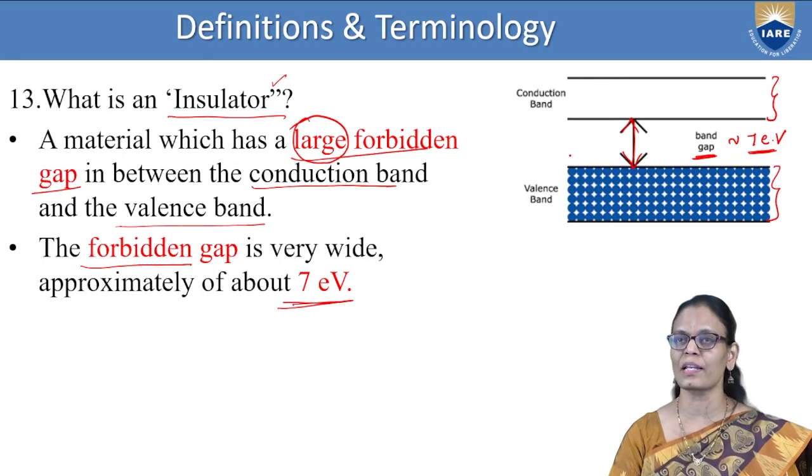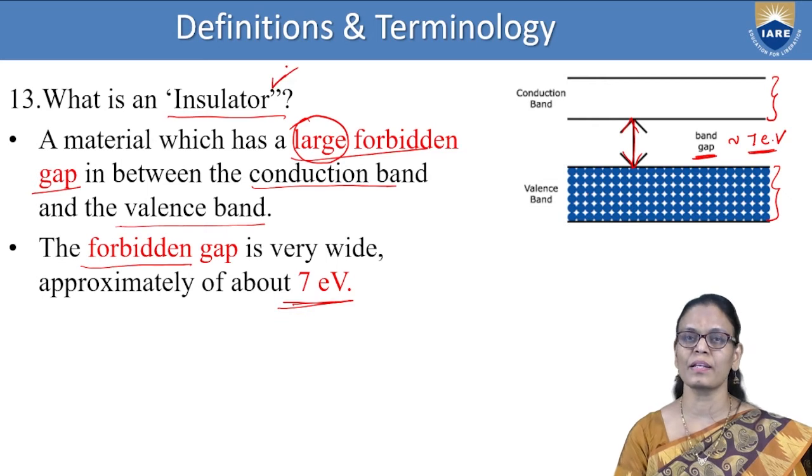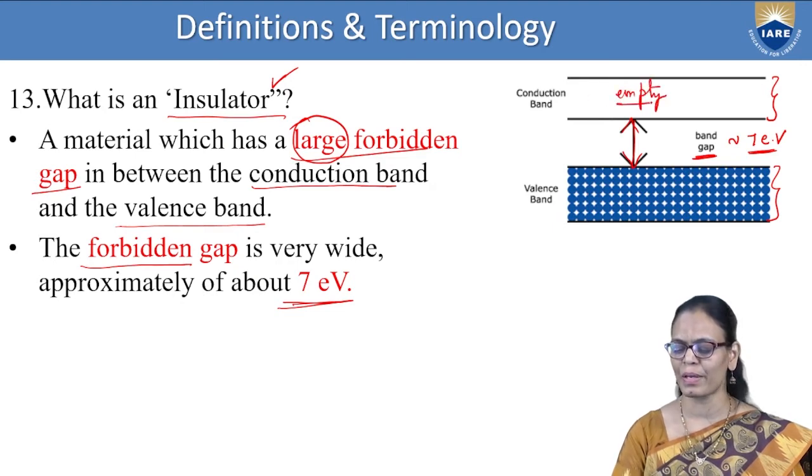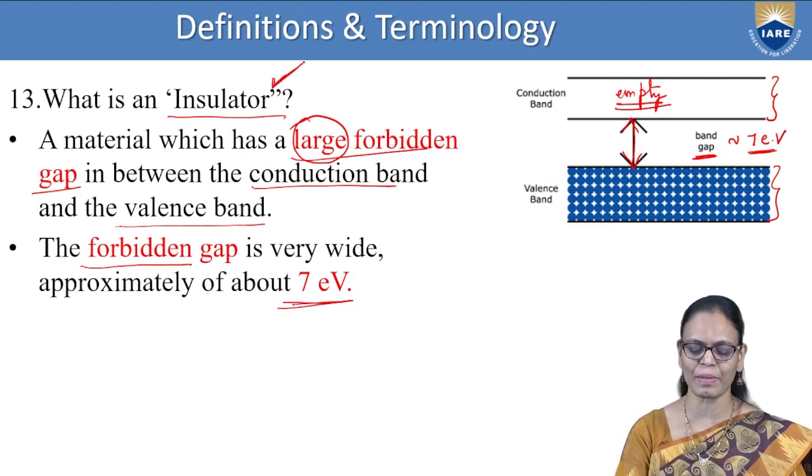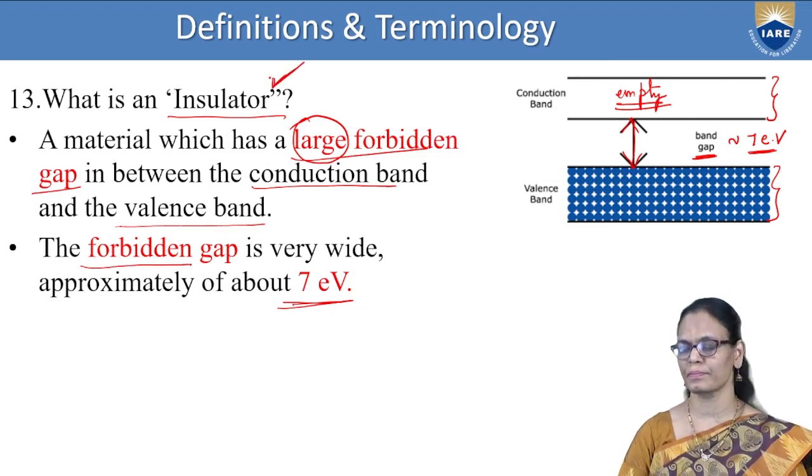So these valence electrons cannot easily move to the conduction band. They cannot be made free easily with minimum energy or minimum voltage. So when there are no free electrons, there is no conduction, meaning it behaves as an insulator. If you see here, the valence band is completely full, but the conduction band is empty. There are no free electrons. Because there are no free electrons, it does not conduct, which means it behaves as an insulator.